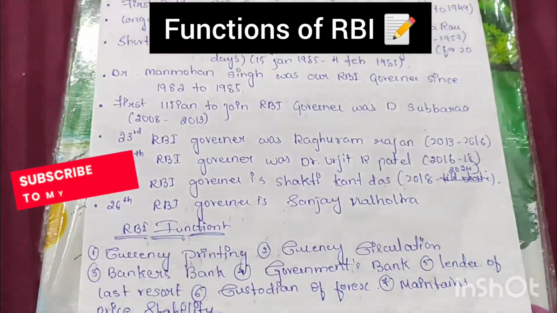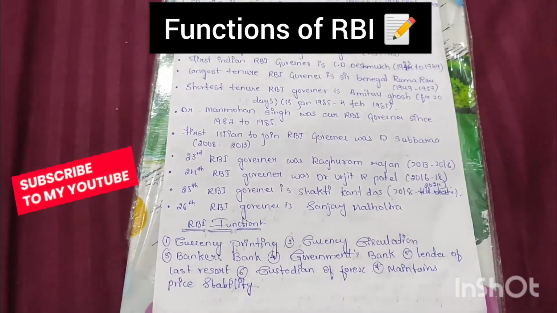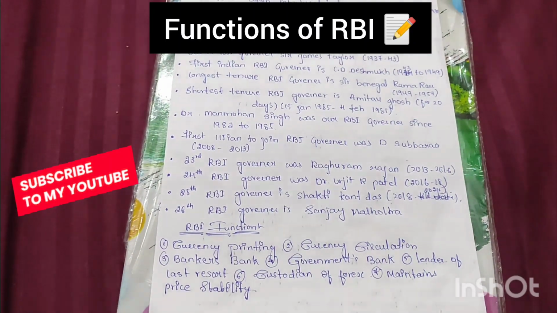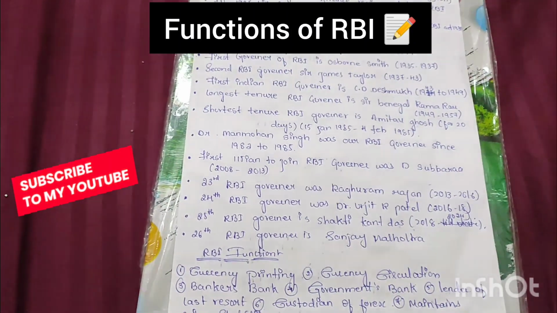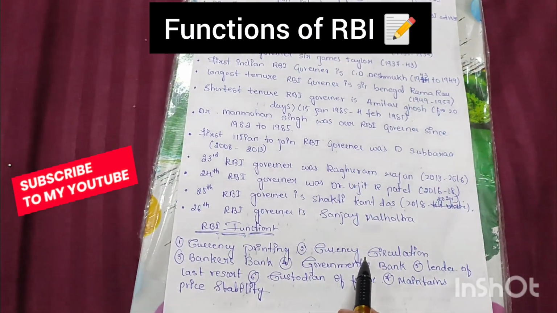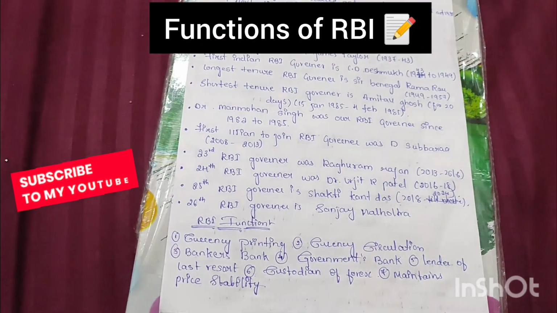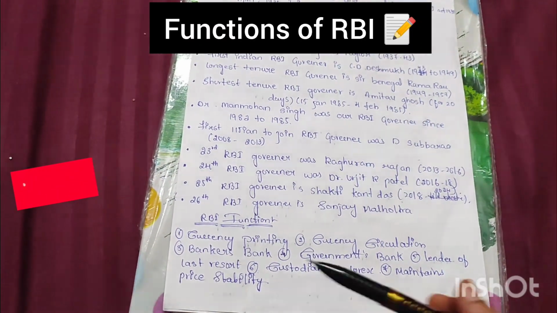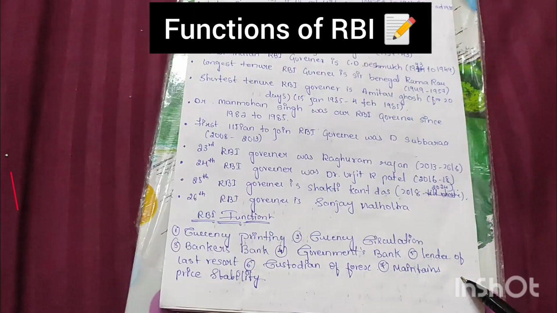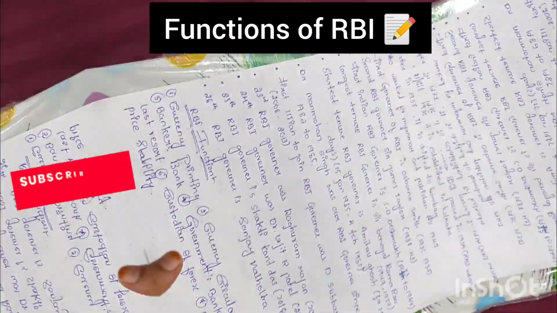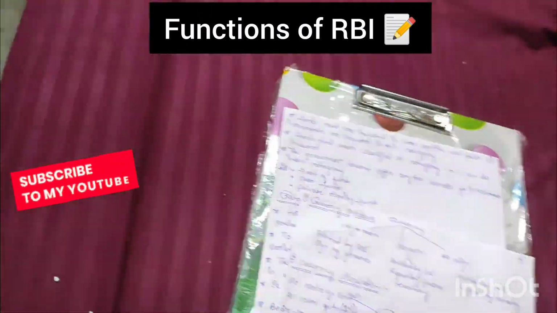So today's topic for UPSC exam is RBI functions. So let's see what are the functions that RBI performed. The RBI performed currency printing, currency circulation, bankers of bank, government bank, lender of last resort, custodian of forex, and it also maintains price stability. So let's see one by one how it performs.